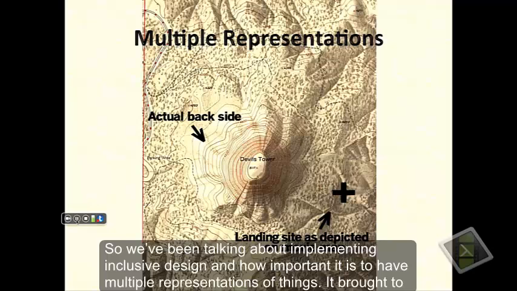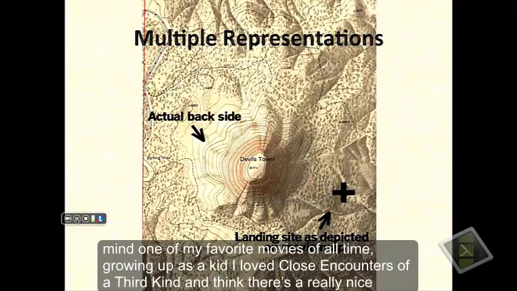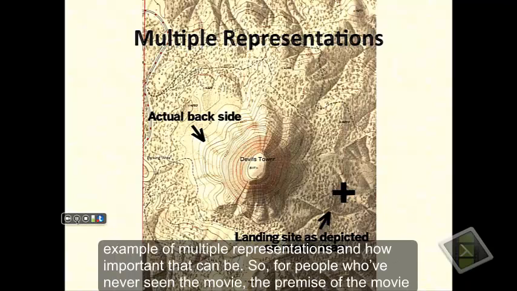So we've been talking about implementing inclusive design and how important it is to have multiple representations of things. It brought to mind one of my favorite movies of all time. Growing up as a kid, I loved Close Encounters of the Third Kind. And I think there's a really nice example of multiple representations and how important that can be.